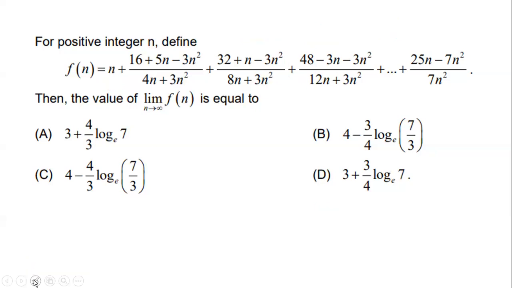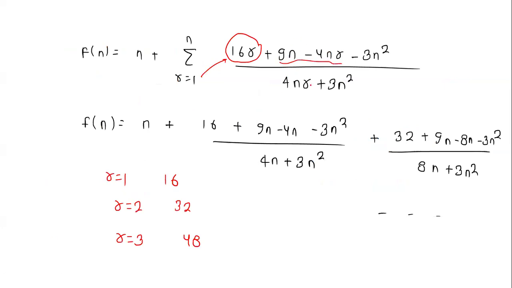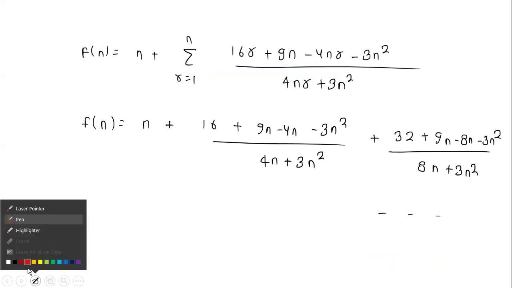Next, you see this is 5n, this is n, this is minus 3n. So you see it is decreasing by 4n. It is starting from 5n and then decreasing by 4n, then n, minus 3n, then minus 7n, and so on. So here the term is 9n minus 4nr. If you put r is equal to 1, then you will get 5n. If you put r is equal to 2, you will get n. If you put r is equal to 3, you will get minus 3n. So in this way, this term is coming.